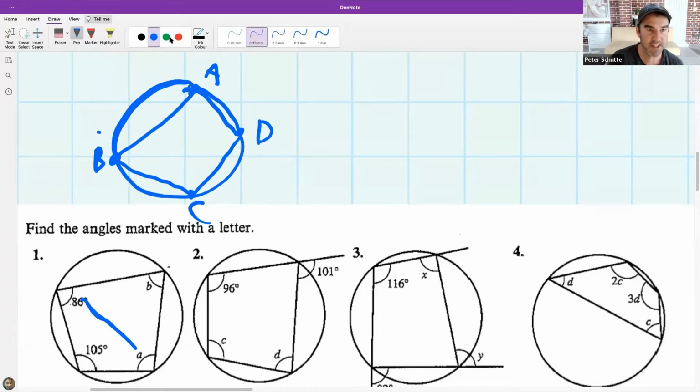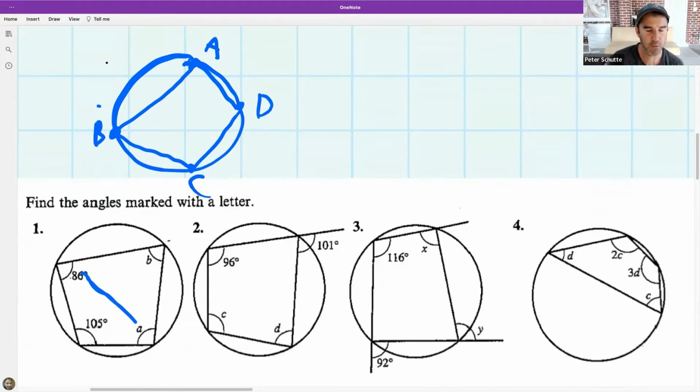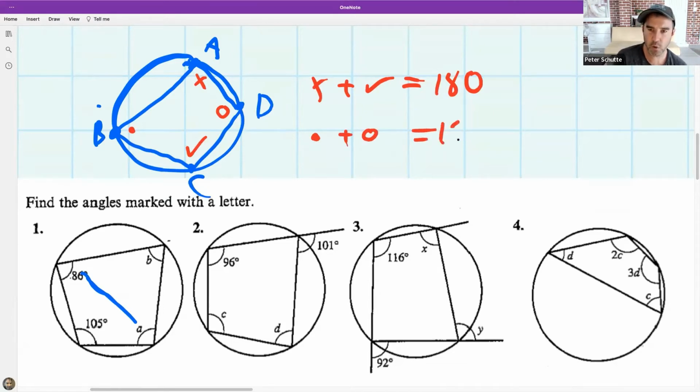Now, the fact that I'm telling you today, I'm not proving it, but I will prove it later, is that opposite angles have a special relationship. They're not equal to each other, but they add up to 180. So if we look at, let's say, this one, and then that one, the opposite angles in a cyclic quad always add up to 180, or what we say is they're supplementary. So that was the one fact that I want you to use.